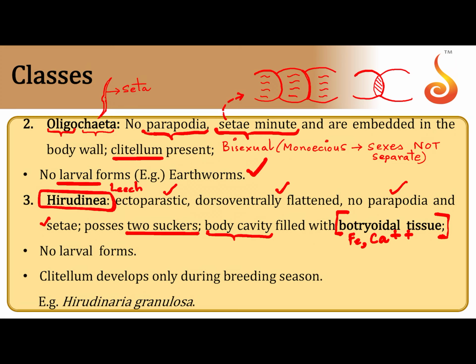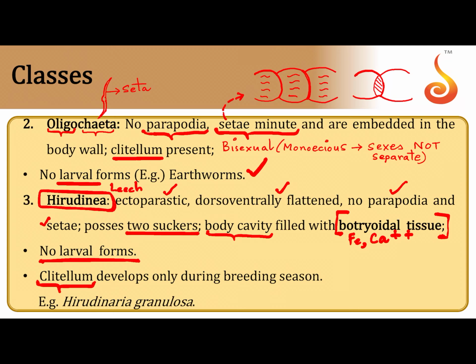Even in the case of leeches, there are no larval stages, but leeches exhibit internal fertilization. The fertilization happens within the female reproductive system. They do have a clitellum, that is to produce a cocoon, but it develops only temporarily during the breeding season or the reproductively active season, not like the earthworm where the clitellum is present throughout the life of the organism.